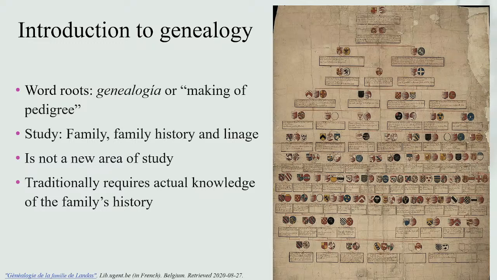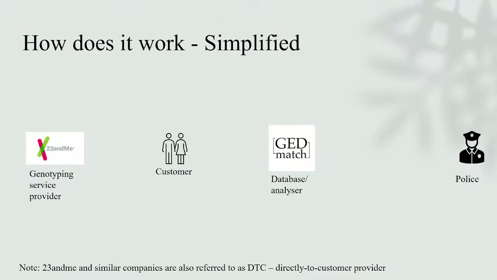From the dawn of time, we always tried to keep track of who is the son of whom or the daughter of whom. If you read the Bible, you see that they always refer to someone as the son of someone else, or like Jesus, the son of God, basically. Traditionally it requires actual knowledge of the family history. So you would have to know the family to know that they have a son or a daughter. Not anymore, not with modern technology. So how does it work?